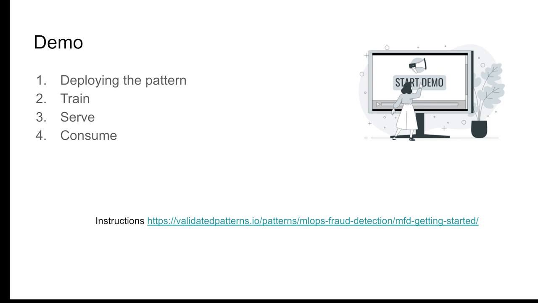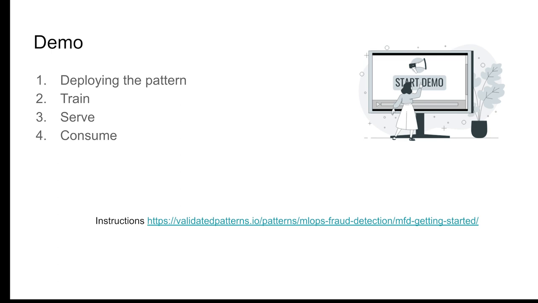So this demo has 4 main parts. We'll start by deploying the pattern onto OpenShift. In the second step, we'll train the model. In the third step, we'll serve that model using model mesh in OpenShift AI. And lastly, we'll see how a front-end application can consume that model. I will be following the steps on the validated pattern website. You can see the link at the bottom of the slide.